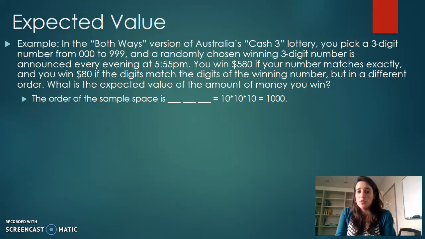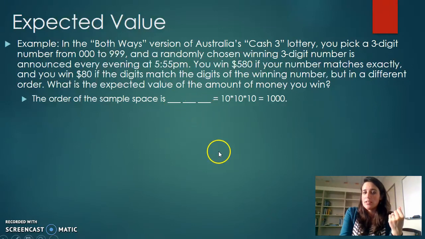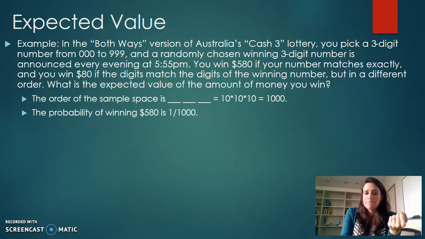So first, let's find the order of the sample space. We need to choose 3 different numbers. So as we did in sections 4.1 and 4.2, we have 3 slots that we're trying to fill in, make a choice, and there are 10 digits to choose from. So we'll have 10 choices for our first number, 10 choices for our second number, 10 choices for our third number. So our sample space has order 1000. That means the probability of winning $580, you have to match that one number exactly. That's one choice out of the total 1000.